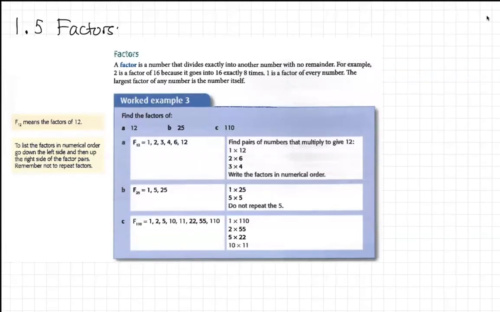We look at 1.5 here, we're talking about factors. Generally a factor is a number that divides exactly into another number with no remainder. It means that it can be completely divided by that particular number. Normally it is itself, and 1 is a factor of the number.